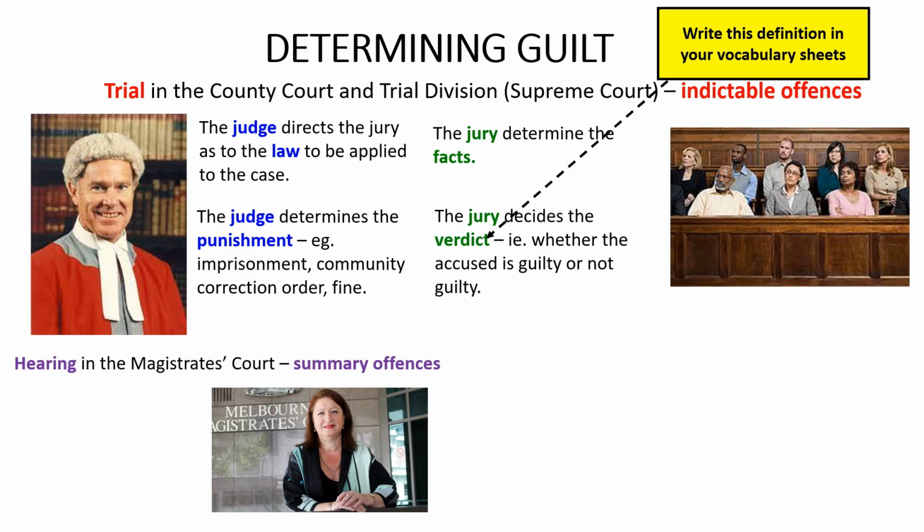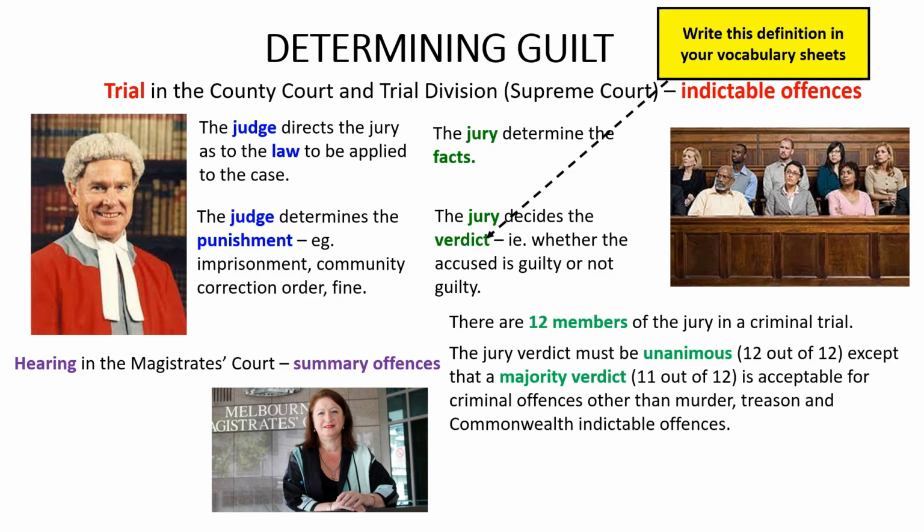In a criminal trial, the jury consists of 12 members. These 12 members are drawn at random from people who are included on the Victorian electoral roll. The Victorian electoral roll is a list of everyone in Victoria who is 18 years or over and who is an Australian citizen. Now, generally speaking, a jury verdict must be unanimous.